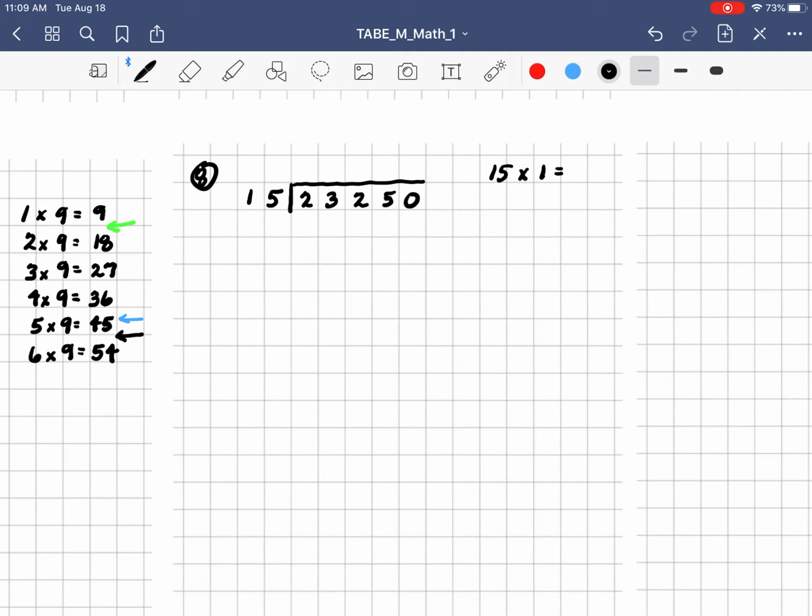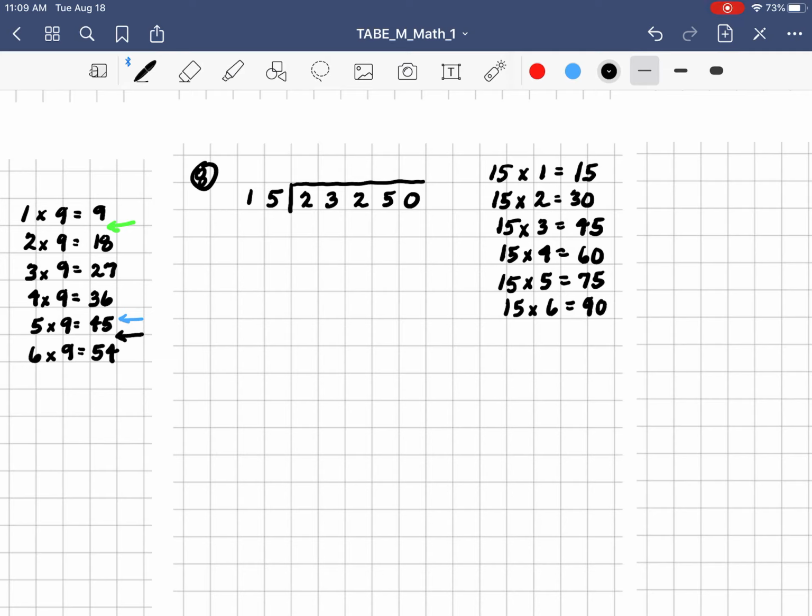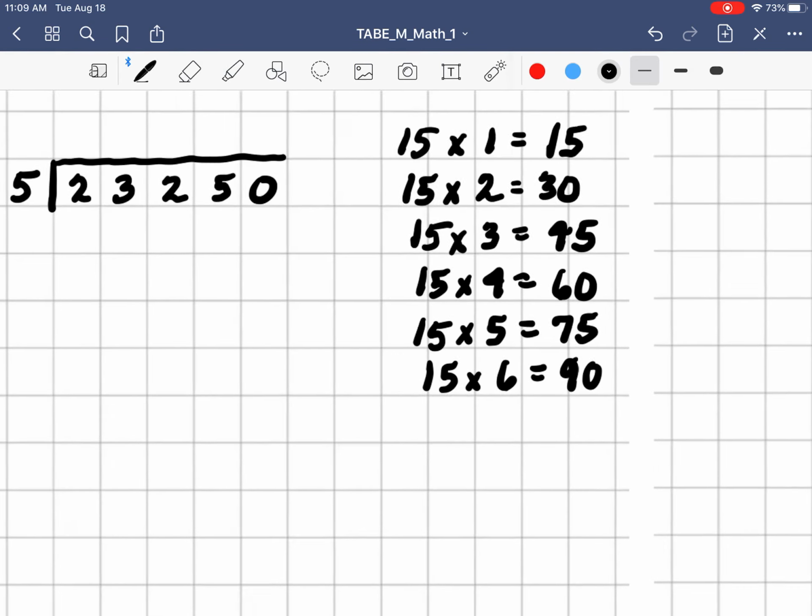15 times 1, that one's an easy one to do. 15 times 2 is 30. 15 times 3 is 45. 15 times 4 is 60. And 15 times 5 is 75. 15 times 6 is 90, and I think I'm going to stop right there. I can always add to that if need be.